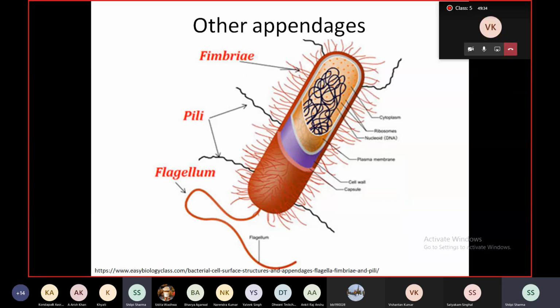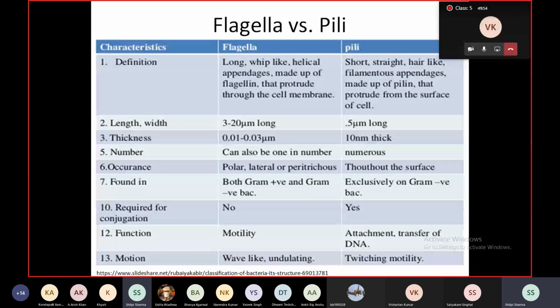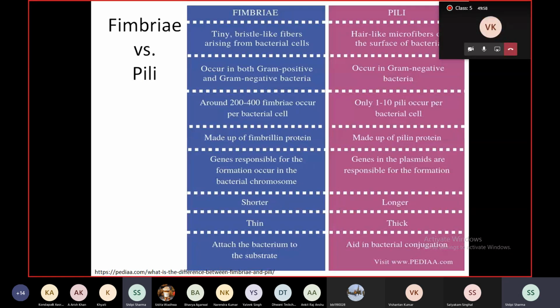Looking at the other appendages, both pili and fimbriae are thin hair-like appendages on the surface of many bacteria. Pili are formed of the protein pilin. Pili are more rigid in appearance than the flagella. And what I've done in the next 2 slides is present a comparison of flagella, pili and fimbriae for you to be able to differentiate them.